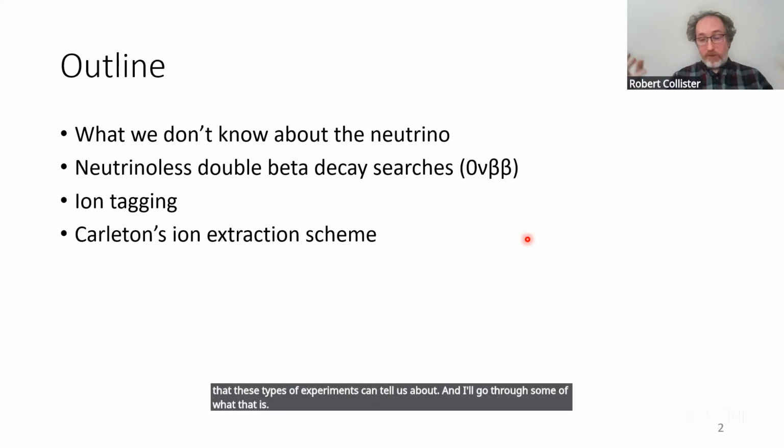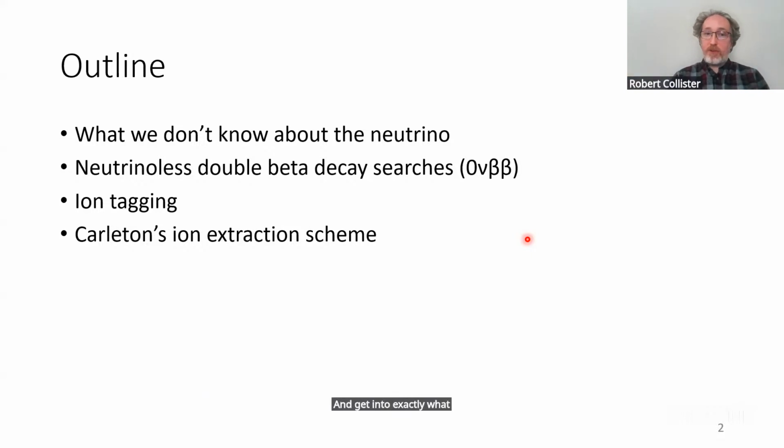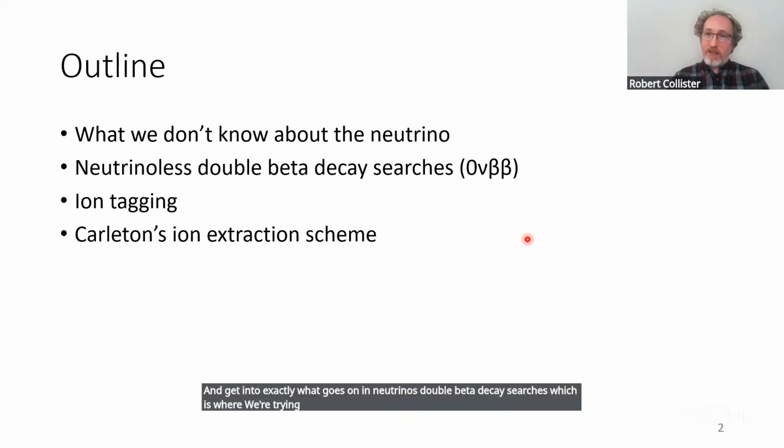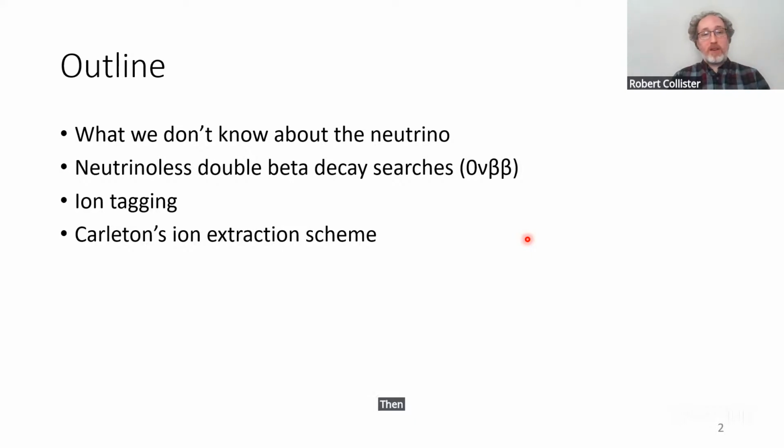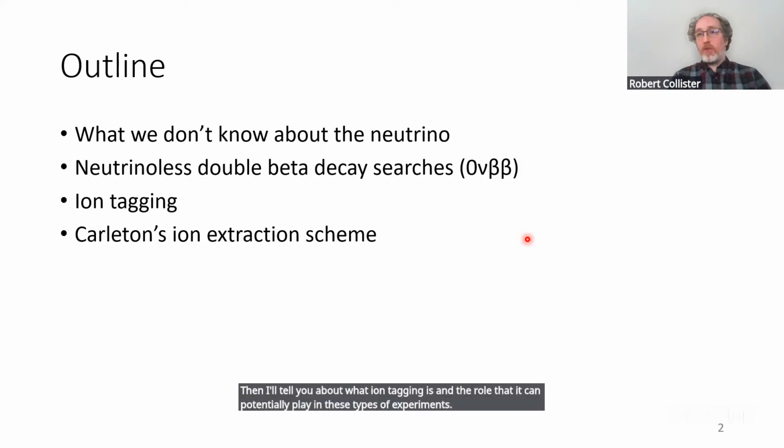And get into exactly what goes on in neutrinoless double beta decay searches, which is where we're trying to get at these unknowns in the neutrino sector. Then I'll tell you about what ion tagging is and the role that it can potentially play in these types of experiments, and then go through what I've been doing specifically at Carleton.